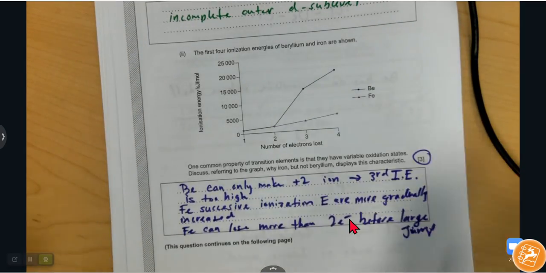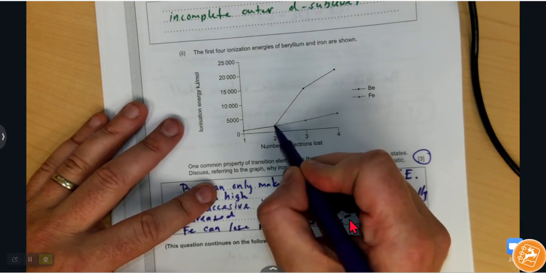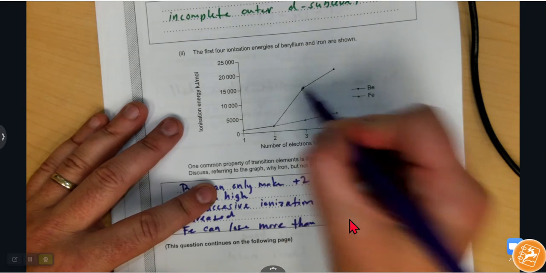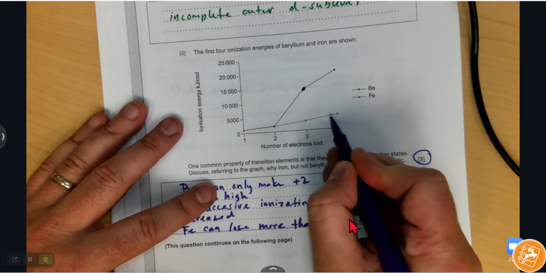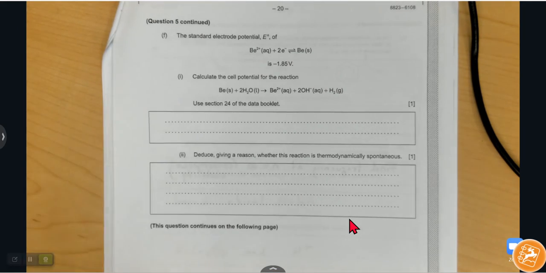I mean, those are all true statements. But if we look here, after the second one, that beryllium loses, boom, we get a jump. But there's no jump. We'll see. All right, the standard, oh, my hand is killing me. Shake the hand, shake the hand.